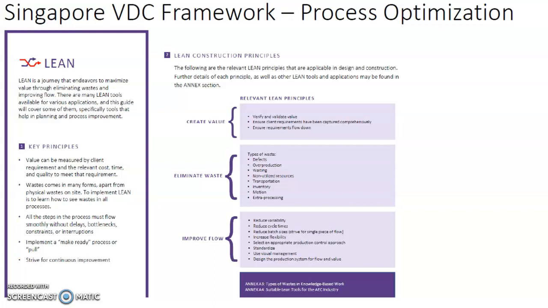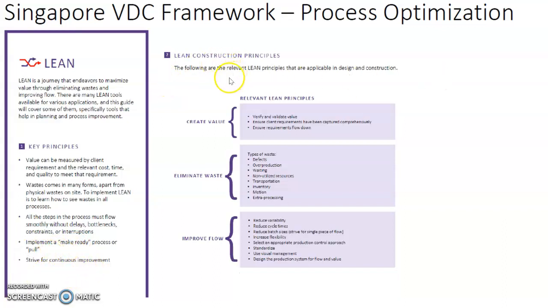So the key principles to take note of is that firstly, value can be measured by client requirements and the relevant cost, time, and quality to meet that requirement. Waste comes in many forms apart from physical waste on site. To implement Lean is to learn how to see waste from all processes and from different angles. All steps in the process must flow smoothly without delays, bottlenecks, constraints, or interruptions. And we can implement a make-ready process. Strive for continuous improvement.